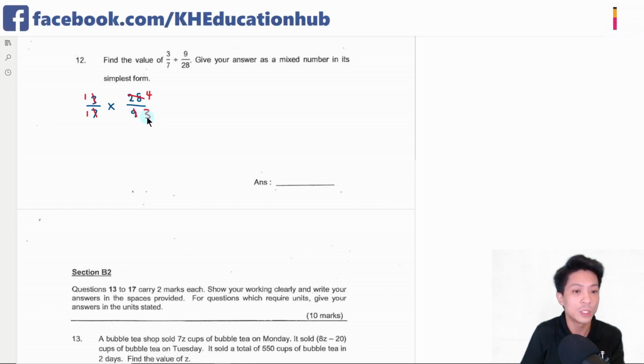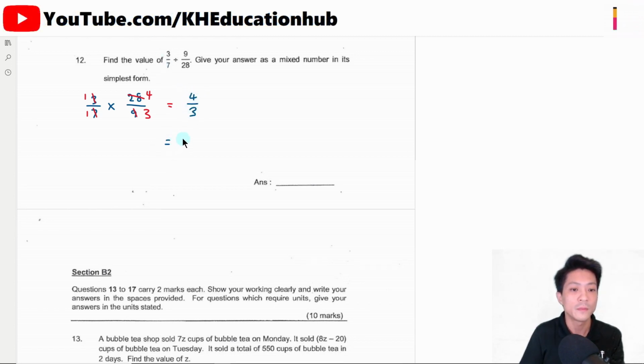Okay, I'm going to change it to the simplest form. Reducing is a good habit, so once you reduce it to 4/3, just change it to a mixed number and it will already be in its simplest form. So the answer is 1 1/3.